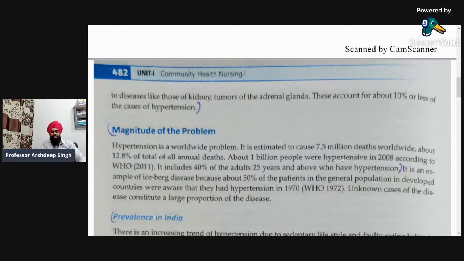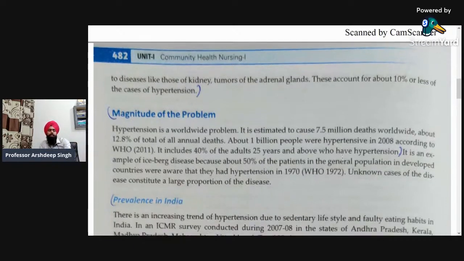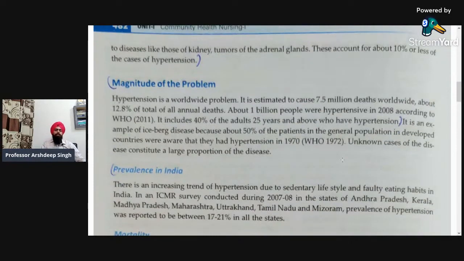Okay, next is the magnitude of the problem. Magnitude means the total number of cases, the number of persons affected, that is, how much this condition is affecting the people in the community. For example, hypertension is a worldwide problem. It is estimated to cause about 7.5 million deaths worldwide, and about 12.8% of all annual deaths.